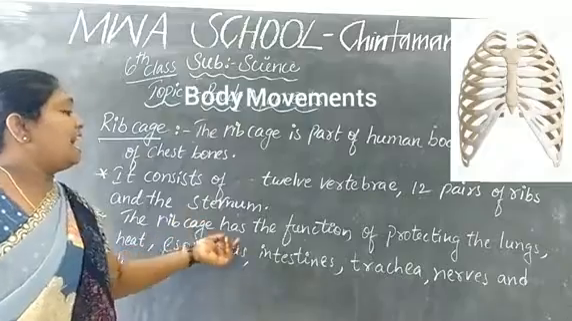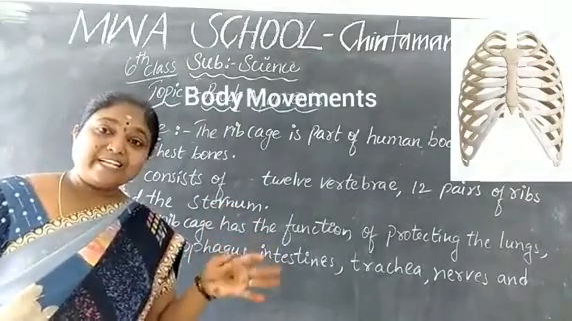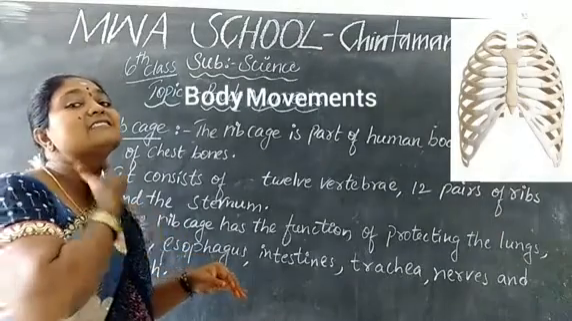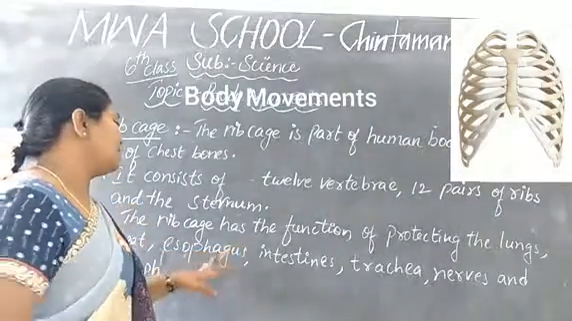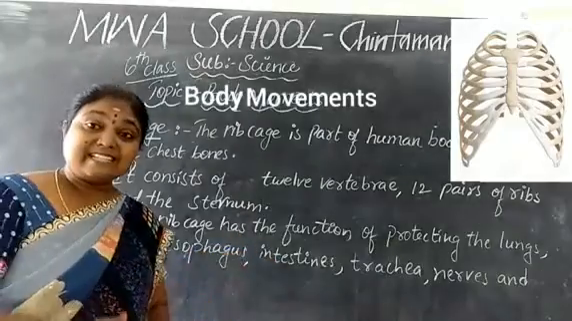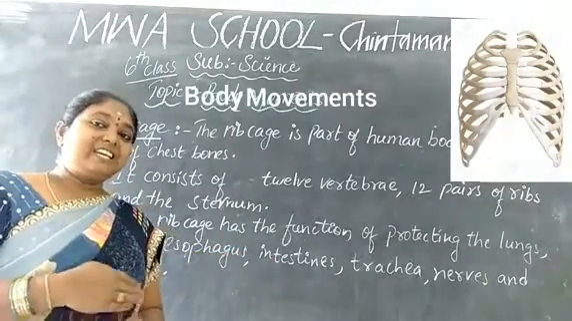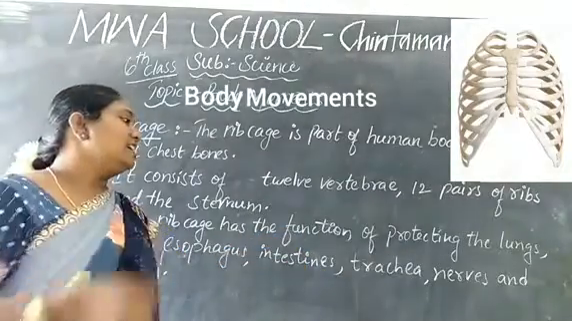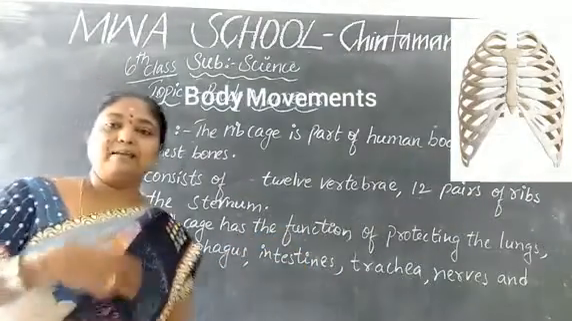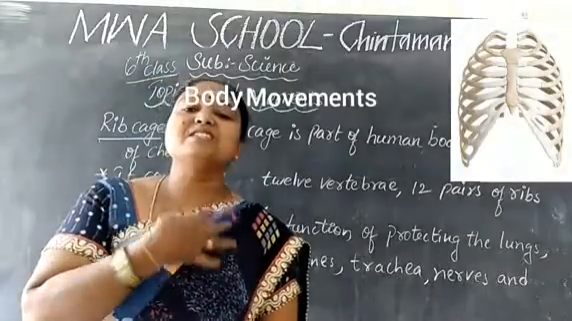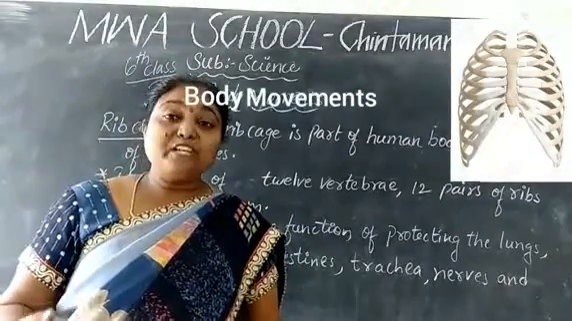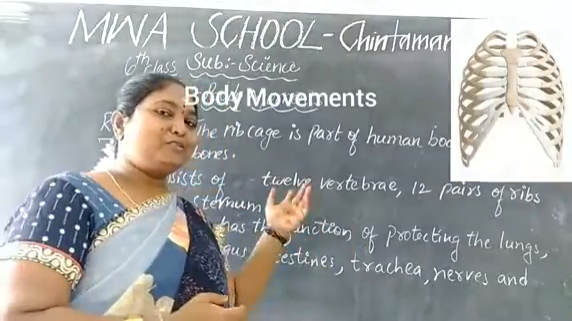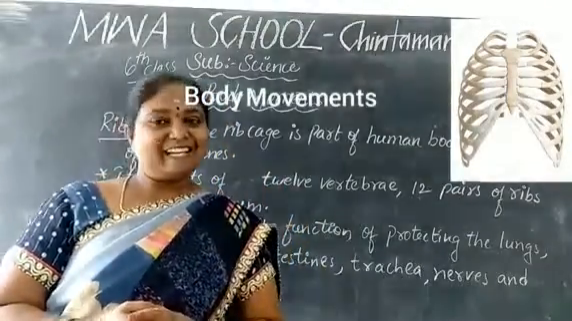The rib cage has the function of protecting the lungs, heart, esophagus, this pipe that is going to come now, intestines which we have in our stomach, trachea here, nerves and also the lungs, which are present in the body from here to here. Who is protecting us? The rib cage. Through the picture you can see the rib cage.